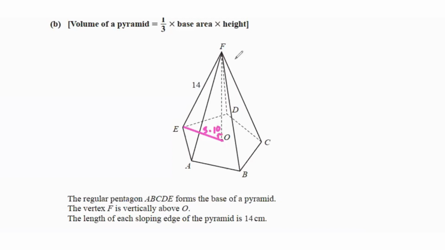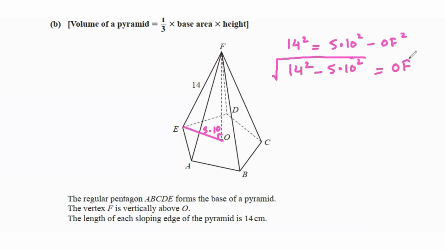So this is a right angle triangle because F is vertically above O. We have the hypotenuse, so we can find FO, which is the height of this pyramid. So 14 squared equals 5.10 squared plus OF squared. 14 squared minus 5.10 squared, square rooted, is going to give us OF. So that's going to equal the square root of 169.99, which is basically 13.04 centimeters. Now we have the height.